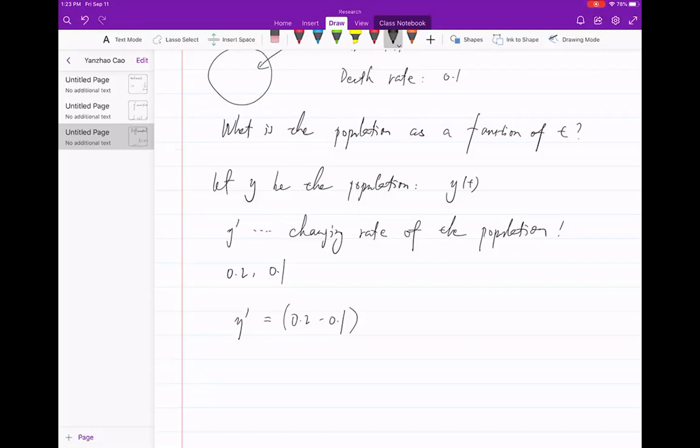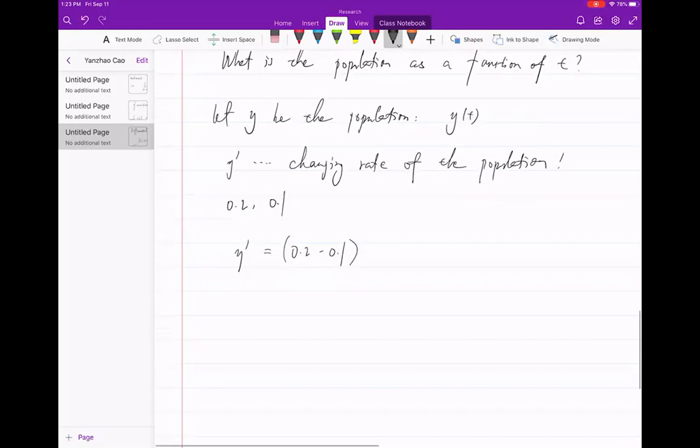Make sense here? If it's 100 people, I'm going to give birth to 20 people. Good so far? So this is not the changing amount. This is just the changing rate. To get the people, you need to times the current population. And what is the current population? It's y itself. So y prime equals 0.2 minus 0.1 times y, which gives you this. Make sense so far? And pretty easy, right?